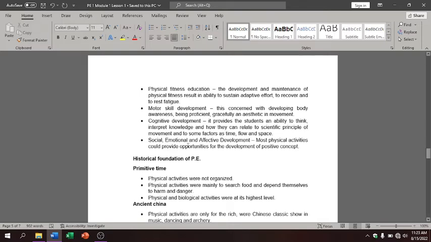And also social, emotional, and affective development. So most physical activities could have opportunities for the development of positive concepts. So what are the positive concepts referred to here? So in this, one of the objectives of physical education is to develop your social emotional.